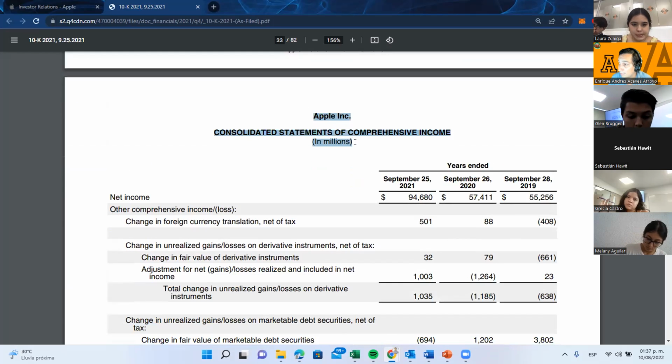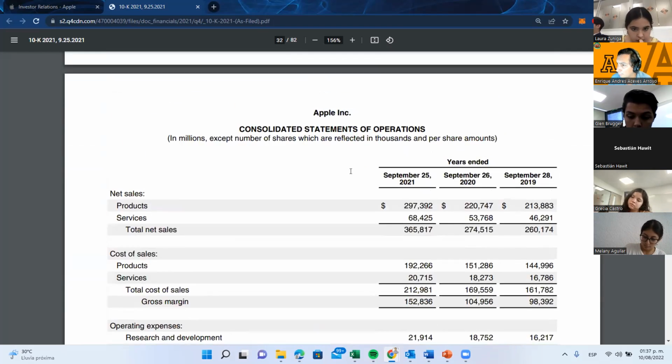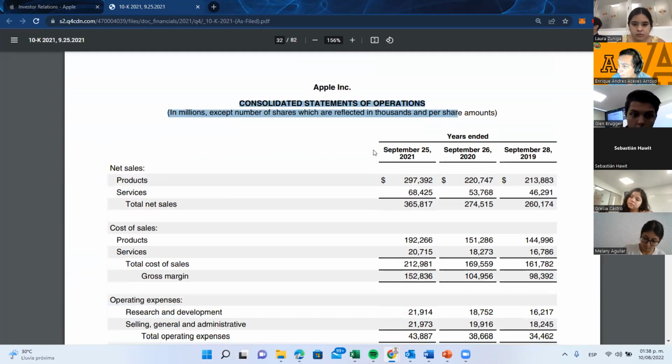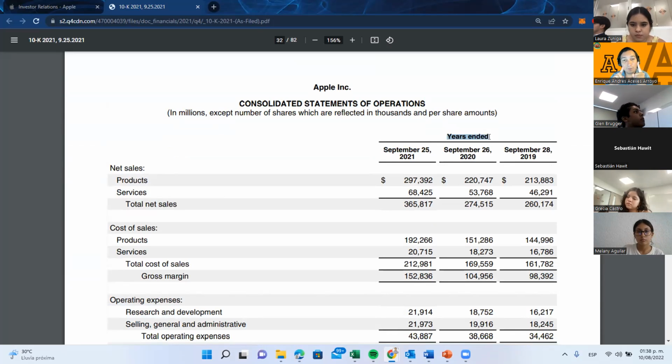Let's see. Consolidated statements of operations. The difference is that they are telling us years ended. This is meant to be like we are covering since the 26th of September 2020 until September 2021. So the income statement covers a period of time. The balance sheet covers since the beginning of time. Remember, that's a balance. The profit and loss covers a period of time, and you always have to establish that period of time.